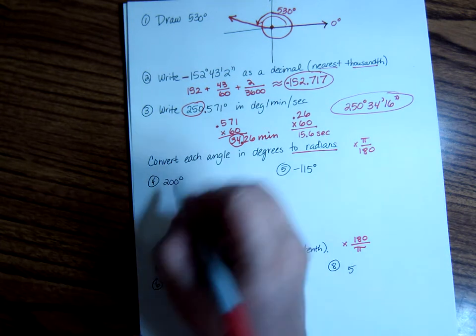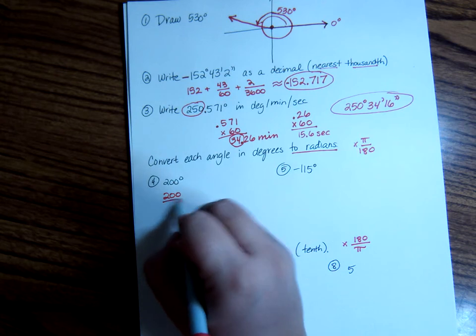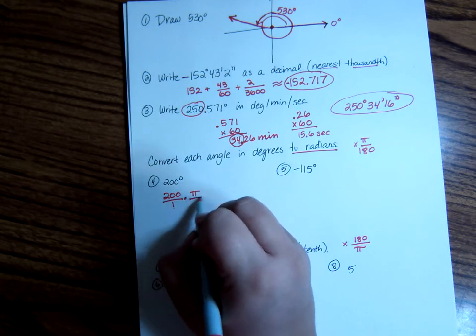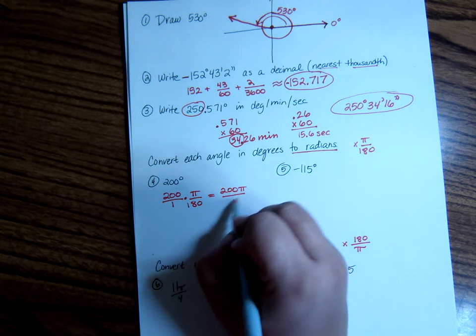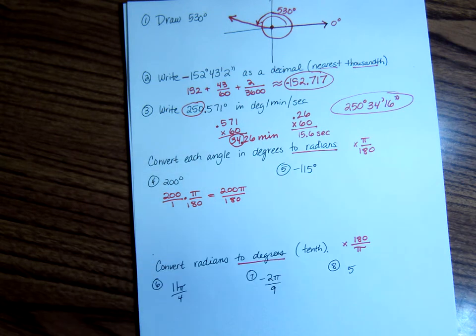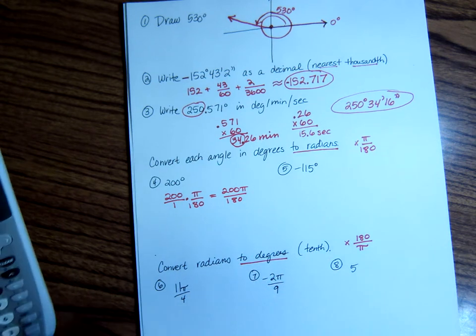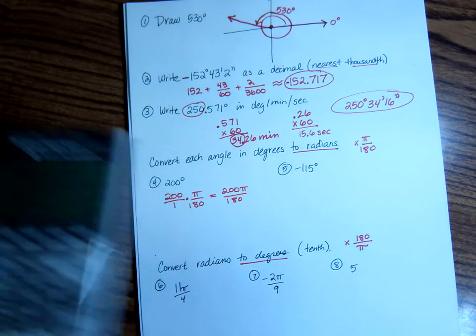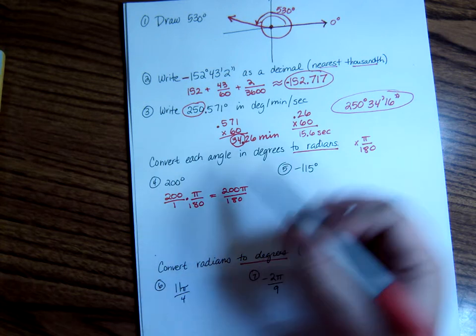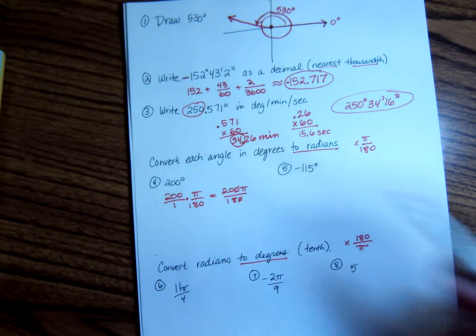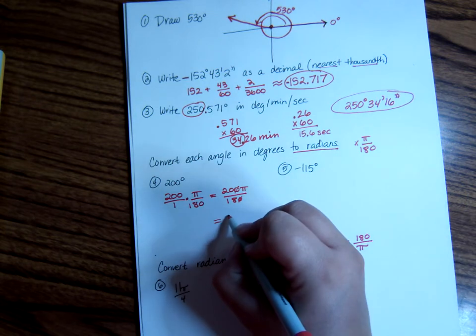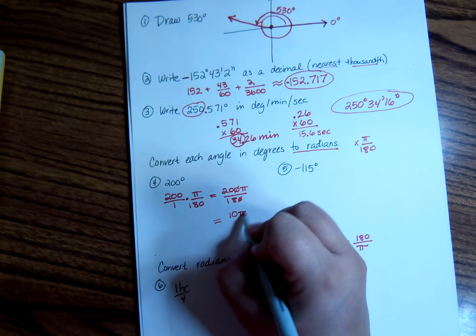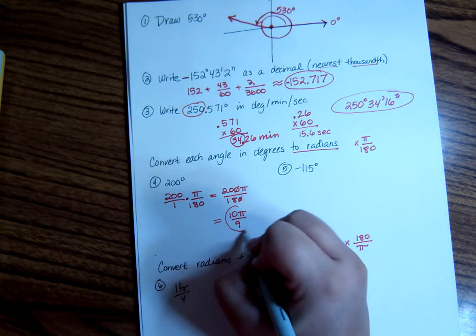Okay, so this is going to be 200, which is over 1, times pi over 180, which is 200 pi over 180. I believe it said leave them in pi. So I'm just simplifying. So I can take the zeros off because that's like dividing by 10. 20 over 18 simplifies to 10 ninths. So 10 pi over 9.